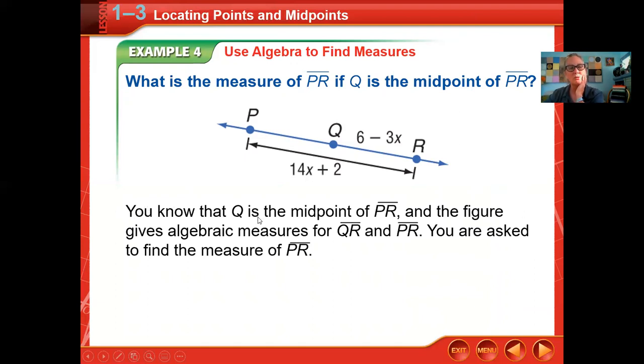You know that Q is the midpoint of PR, and the figure gives algebraic measures for QR and PR. You were asked to find the measure of PR. So you're trying to find the whole length. But first you have to find x. Once you find x, you could multiply it by 14 and add 2, and that'll give you the length of PR.